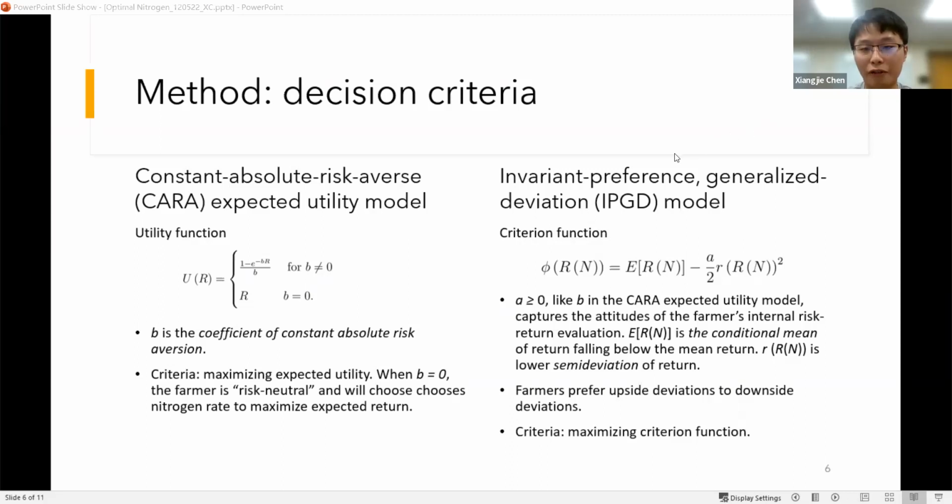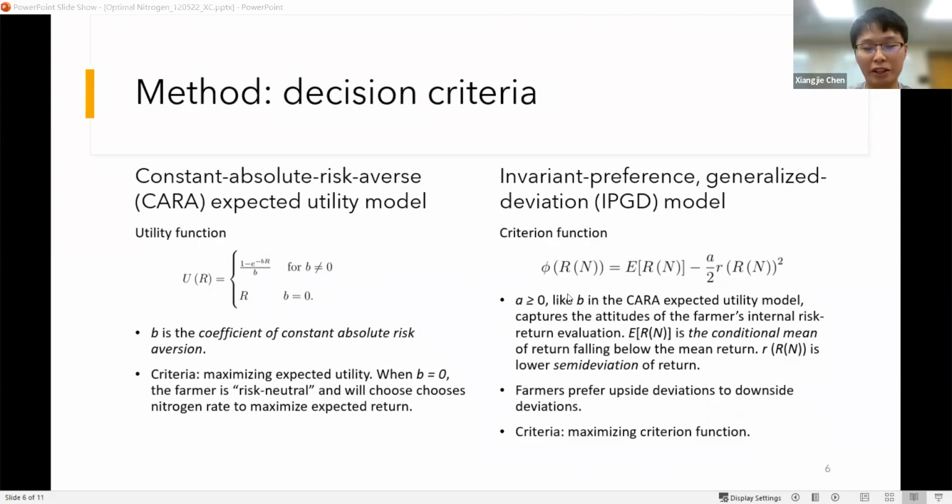And another model we can see is the invariant preference generalized deviation model, briefly the IPGD model. In the IPGD model, the key idea is that farmers prefer upside deviation to downside deviation. If the revenue distribution is a normal distribution, then the result for the IPGD model would be the same as for the expected utility model. But once the distribution of return is not normal, then the result from the IPGD model would be very different from the expected utility model.